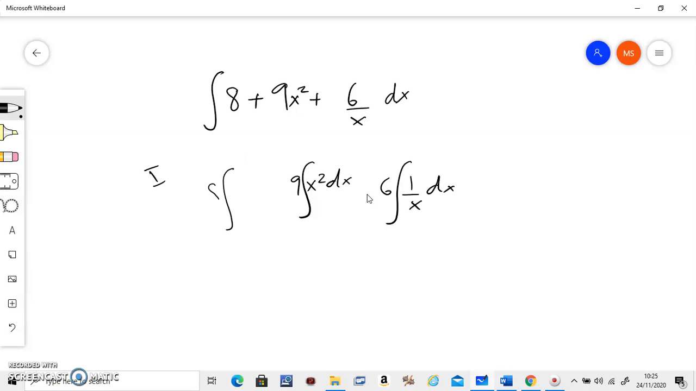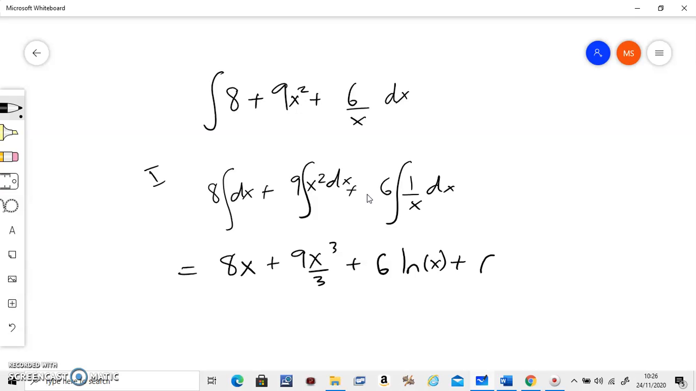So this should be 8 dx plus and a plus, because there's a plus between them. Now remember, the integral of just dx, even if the formula is not given, is x. The integral of x squared will be x cubed over 3 using the power rule of integration. The integral of 1 over x dx will be ln x using the formulas.